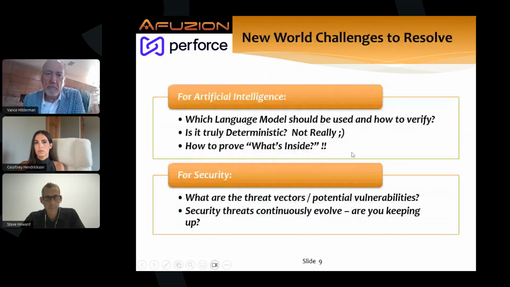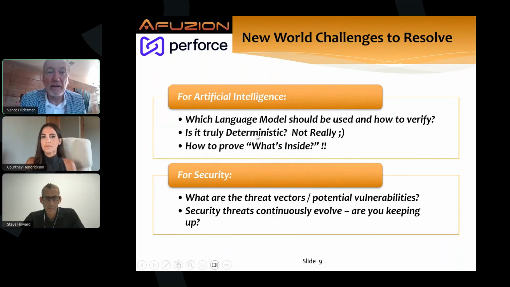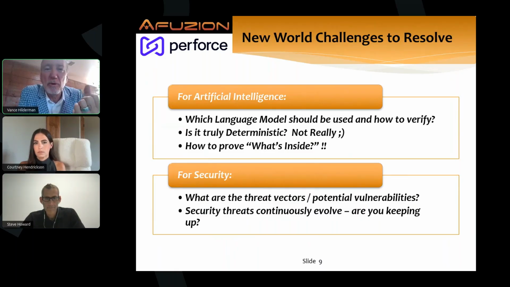So now, folks, your world, today's world, for AI, we have to think, which language model should be used? Can I get by with a small language model, or do I really need a large one? How am I going to verify it? Is it truly deterministic? Oh, it's a model. It is not. So how do you prove what's inside? Because what's inside is the stuff, the item, you can't see. But it was developed by humans. Which humans are perfect? None. Which AI is perfect? None.